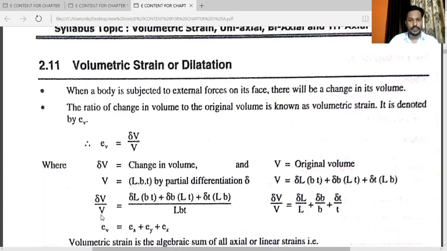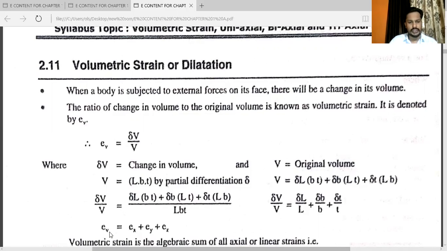Here delta V upon V is equal to delta L in bracket B into T plus delta B in bracket L into T bracket complete plus delta T into in bracket L into B bracket complete upon V is equal to L into B into T. So here delta V upon V is equal to delta L upon L plus delta B upon B plus delta T upon T.